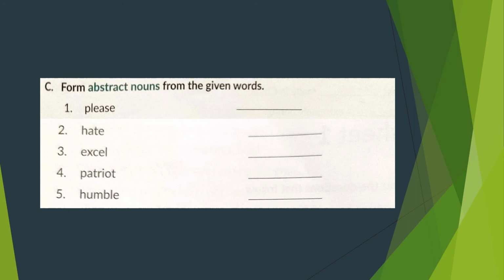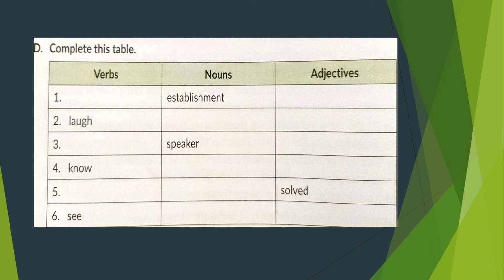Come to forming abstract nouns. Please becomes pleasure. Hate becomes hatred. Do the rest on your own. Now we come to exercise D. Here is a table. Some verbs are missing, some nouns are missing, and some adjectives are missing. However, you have to complete them. And this is a worksheet, so I'll help you with one. Establishment is a noun. The verb would be establish, and the adjective would be established. Laugh is a verb. Noun would be laughter, and adjective would be laughable.